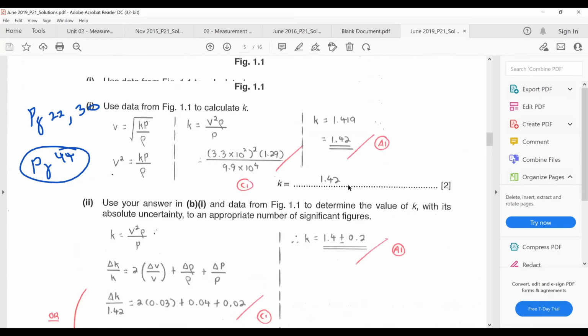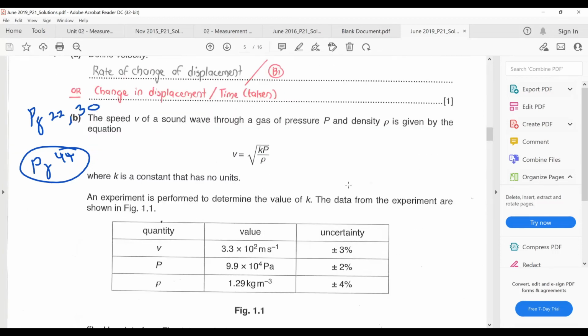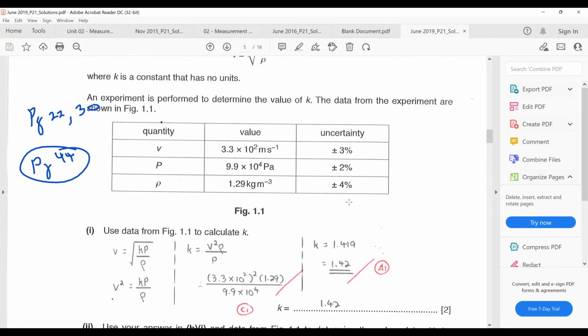So let's just quickly do this. The speed v of sound waves through a gas of pressure P and density rho is given by the equation v equals the square root of Kp over rho, where K is a constant that has no units. An experiment is performed to determine the value of K. The data from the experiment are shown in figure 1.1. Use data from figure 1.1 to calculate K.